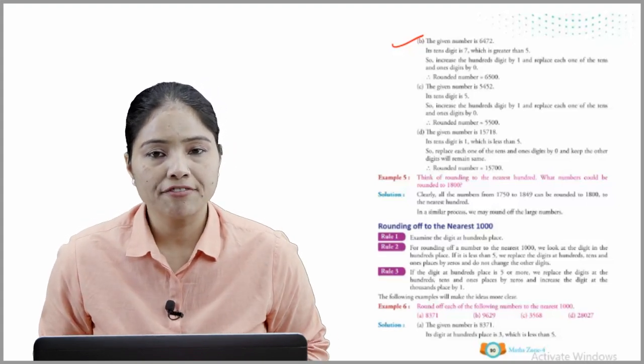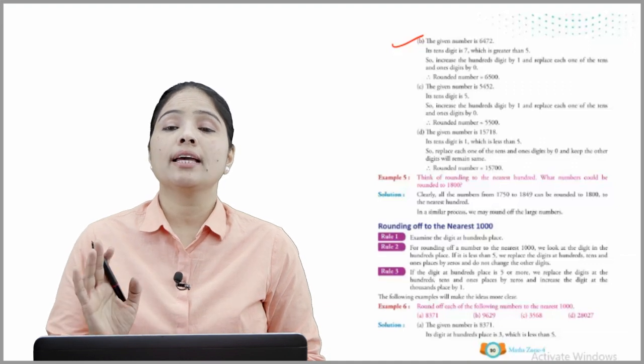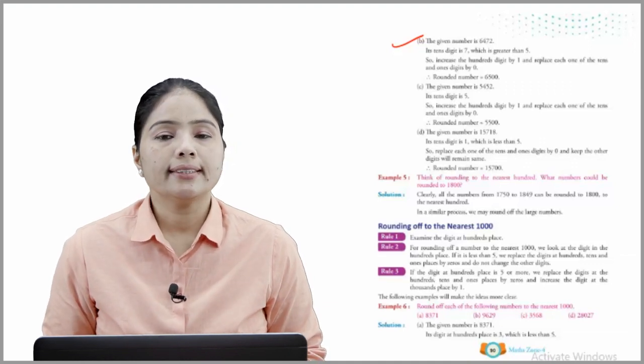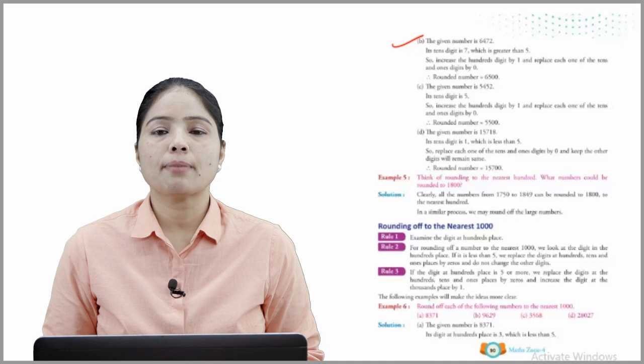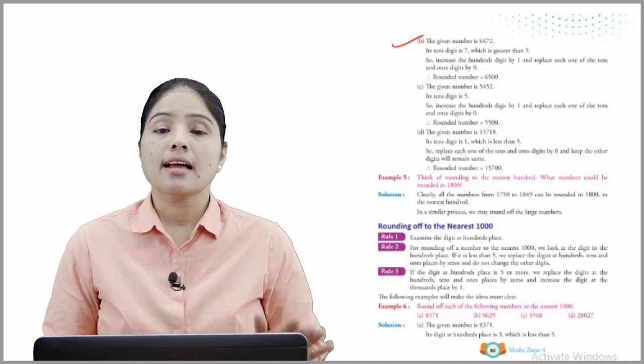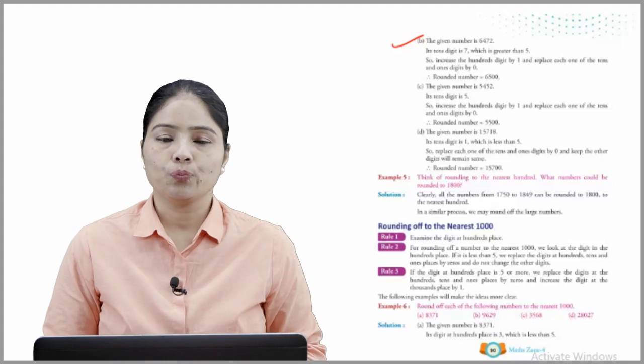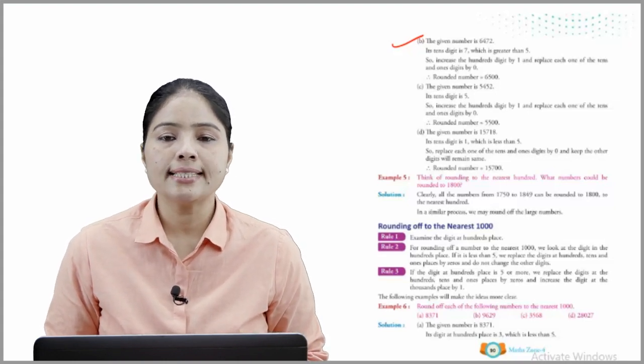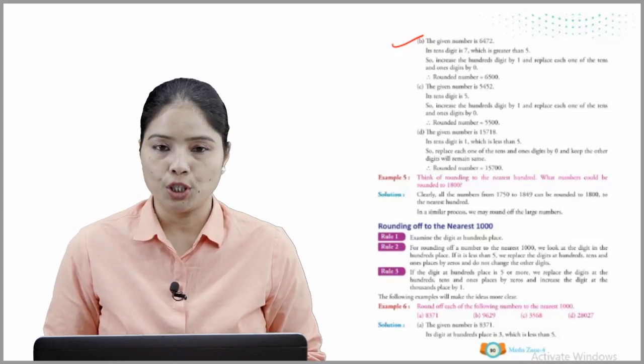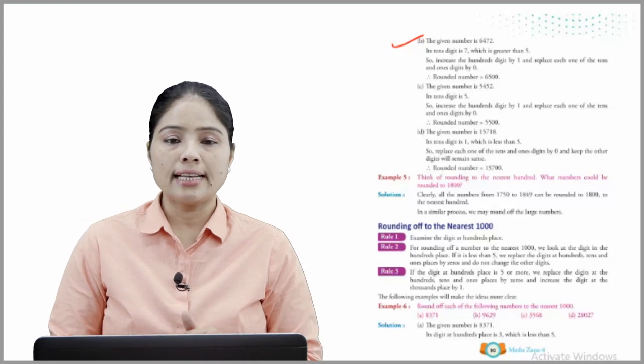Which is greater than 5. So, increase the hundreds digit by 1 and replace each of the tens and ones digits by 0. So, the rounded number is 6500. I hope you understood well.